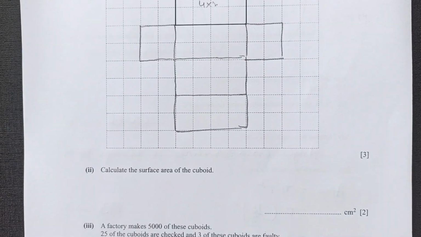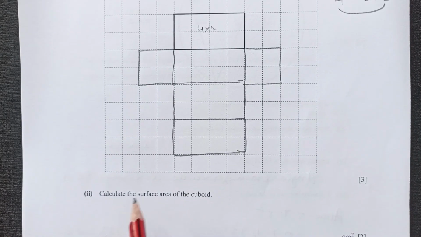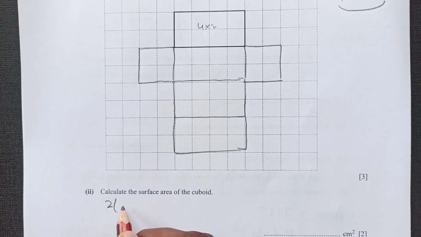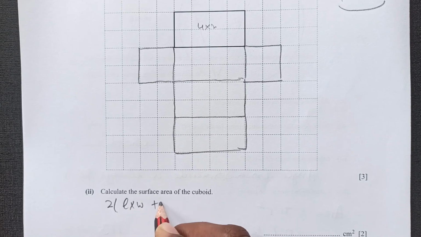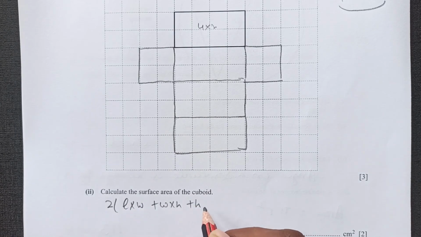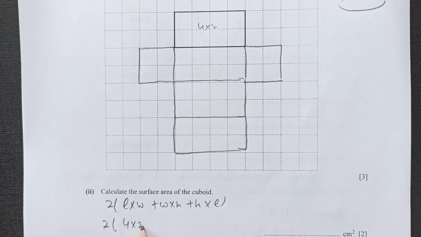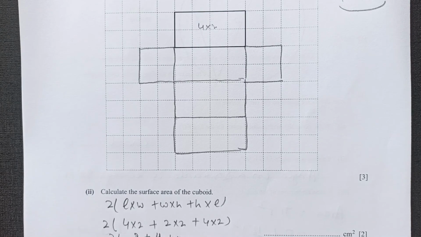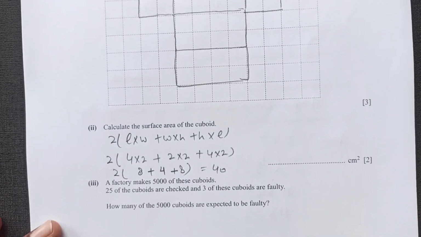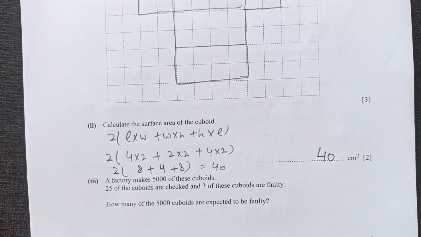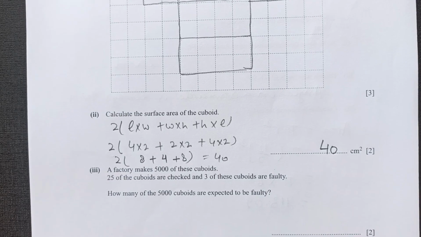Now calculate the surface area. So surface area is 2 times length times width plus width times height plus height times length, right? So 4 times 2, 2 times 2, again 4 times 2. So this is 8, 4, 8, which is 20. 20 times 2 is 40. So the surface area will be 40 centimeters squared, right?